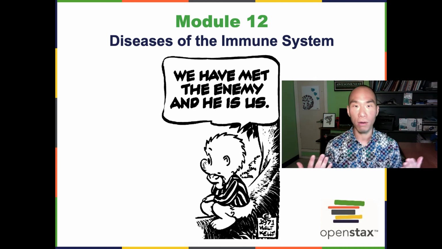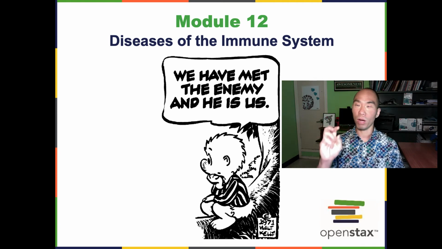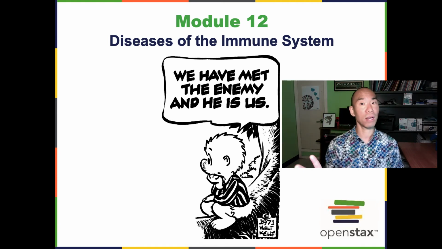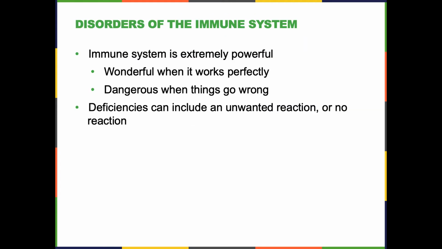So Module 12 is all about diseases of the immune system. Sometimes the problem is in the microbes, sometimes the problem is us. So as we had discussed, the immune system is extremely powerful. It works wonderfully when it goes well, right? However, it's dangerous when things go wrong.